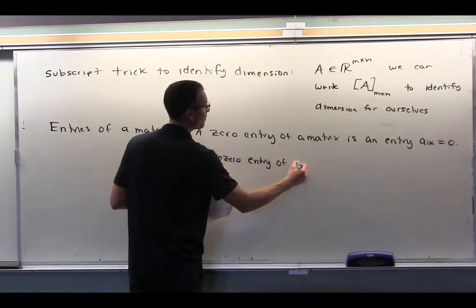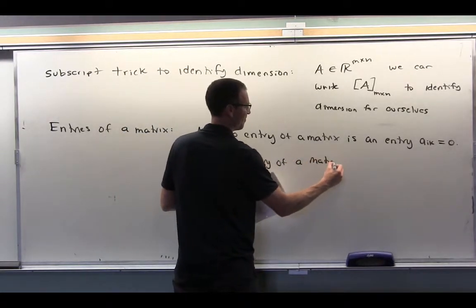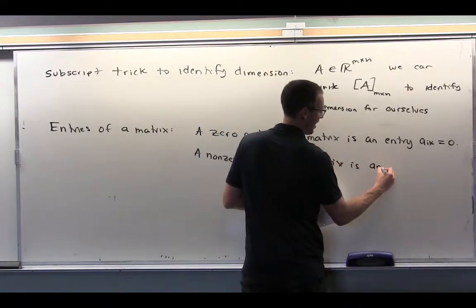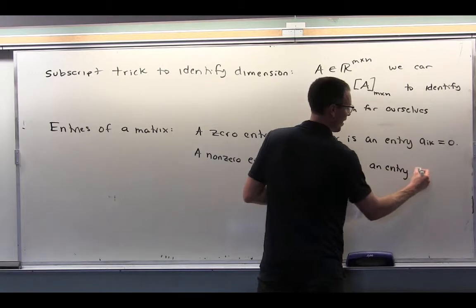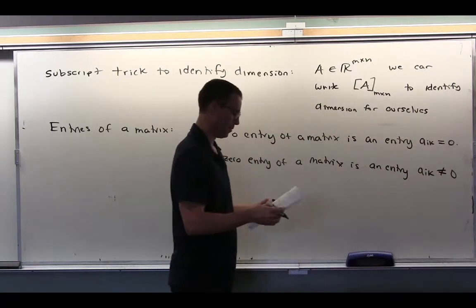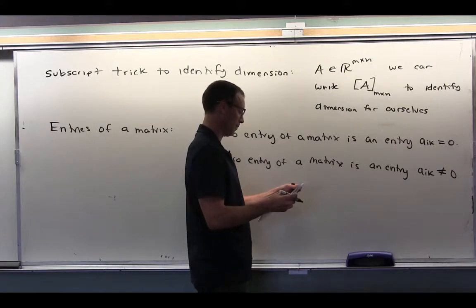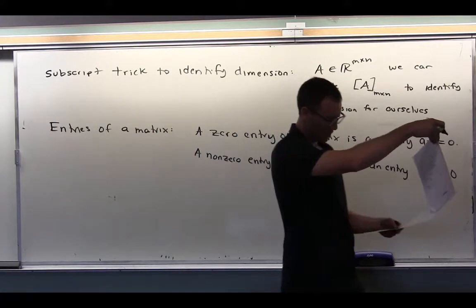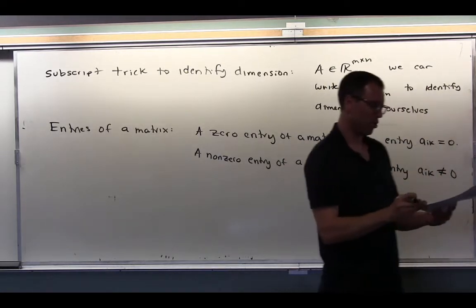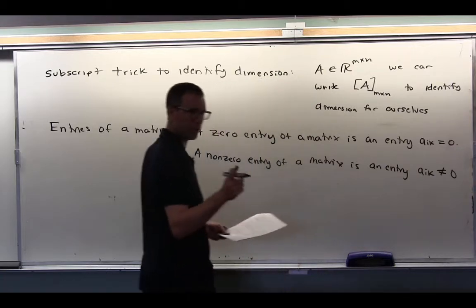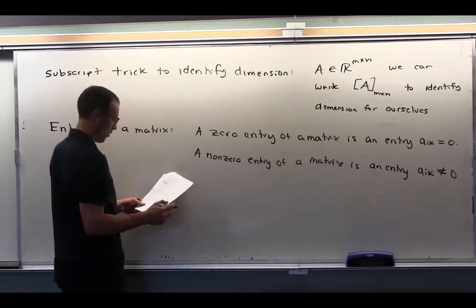Wow. Is an entry a_ij definitely not equal to 0. Very good. This is in lesson, I guess it's lesson 8 on page 1, bottom of page 118, top of page 119. Wow, you have a color printer. I'm jealous. I want one of those.